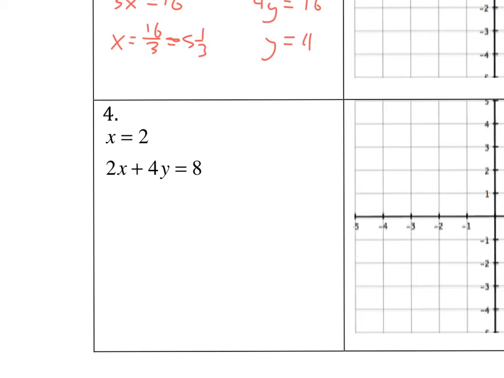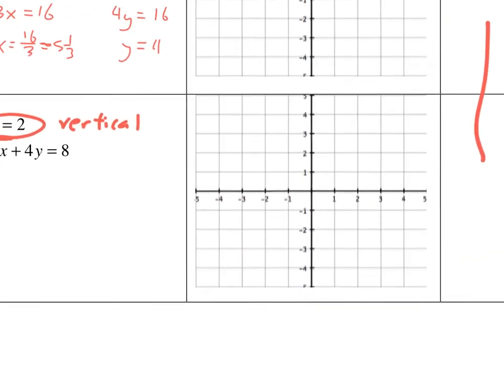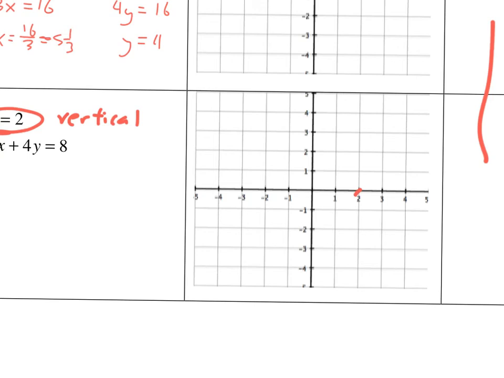Now let's finish up on number 4 here. What do we notice about this one right here? What type of line do you think it's going to be? Vertical. These ones are muy fácil. All you do is go to the x is 2 and go up and down. That's it. Here's x equals 2 and go up and down. Like so.